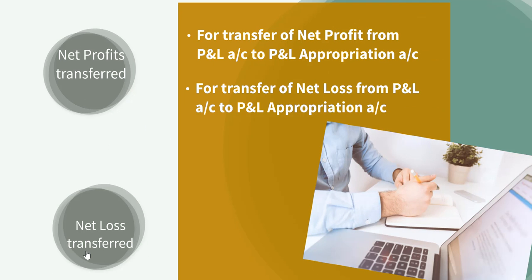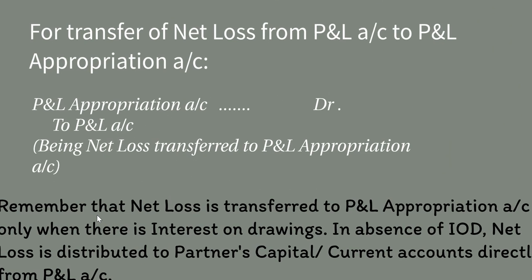Where there is a net loss, first of all, we should remember that the net loss is transferred to the profit and loss appropriation account on the debit side only when there is presence of interest on drawings. Where there is no interest on drawings, net loss is directly distributed to the partner's capital or current accounts directly from the profit and loss account.